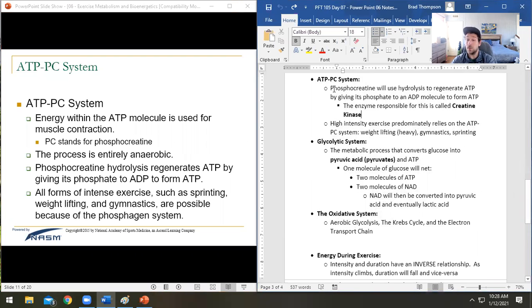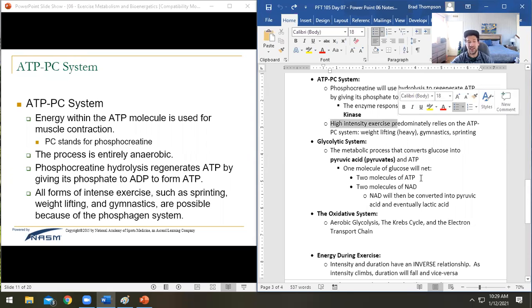So your ATP-PC system is your phosphocreatine system. It uses hydrolysis to regenerate ATP by giving its phosphate to an ADP molecule. So basically, creatine has, like I said, a little phosphate on it, and creatine will give its phosphate away and attach it to that ATP molecule. So you'll have ADP, and creatine will give up its phosphate and give it to that ADP, re-giving you ATP, right? Again, it breaks it, puts it back on, breaks it, puts it back on.